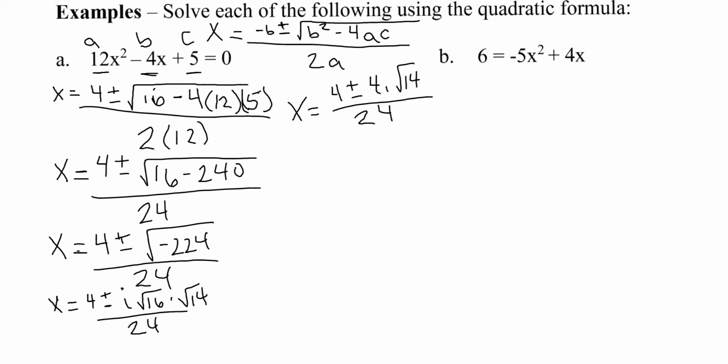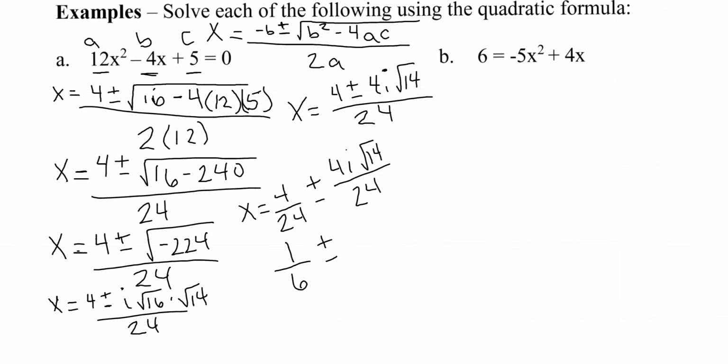And again, because we have that i, we can separate it into a plus bi. So we want two separate fractions. So we'll have x equals 4 over 24 plus or minus 4i square root of 14 over 24. And I can simplify that fraction. 4 over 24 becomes 1/6 plus or minus 4 over 24 again becomes 1/6. So I can make it i square root 14 over 6 because it's 1i, but I don't need to put the 1 there. And that is my final answer.